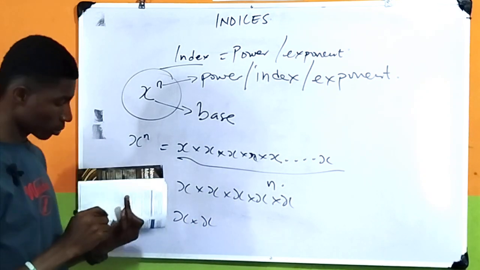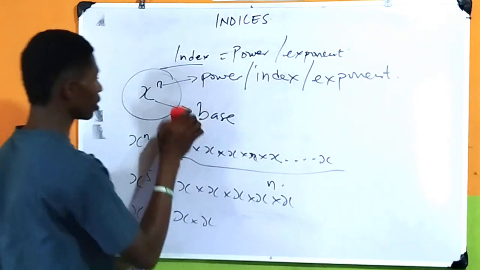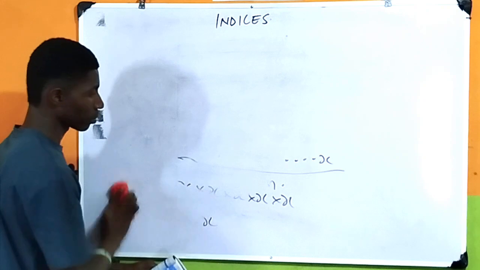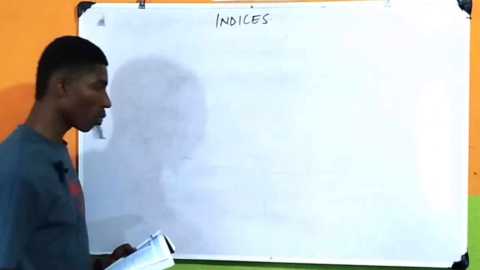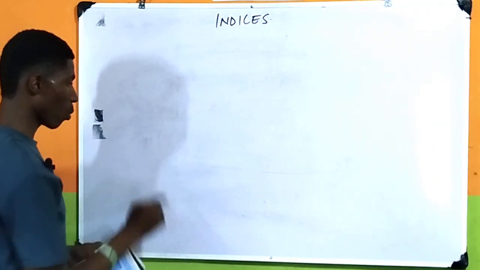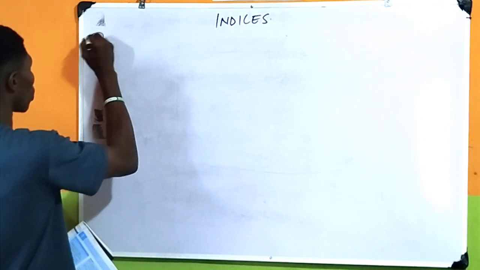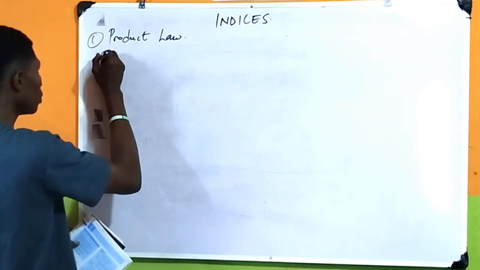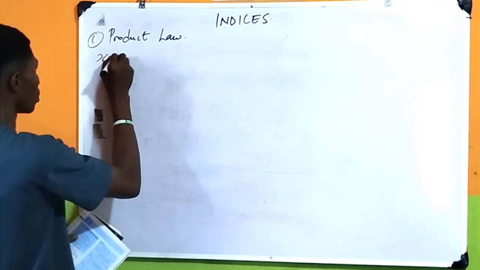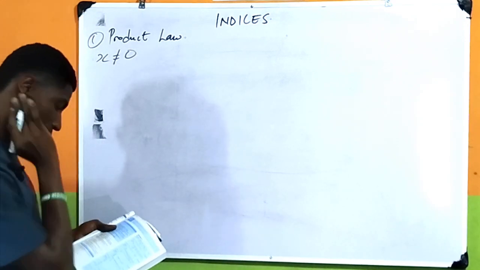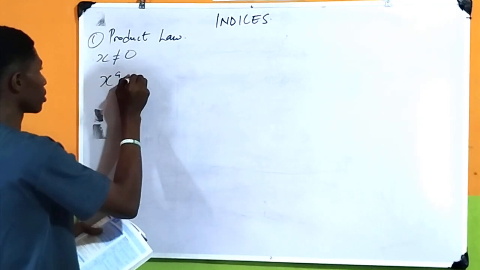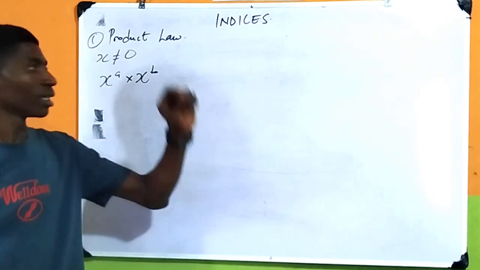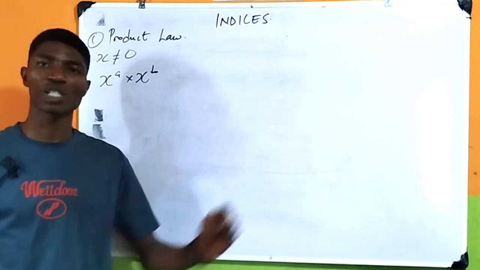Now we move to the laws of indices. There are several laws of indices, and we're going to take them one by one. The first one is the product law. Let x be not equal to 0. Then x power a times x power b. According to the product law of indices, when multiplying similar bases, we sum up their exponents.